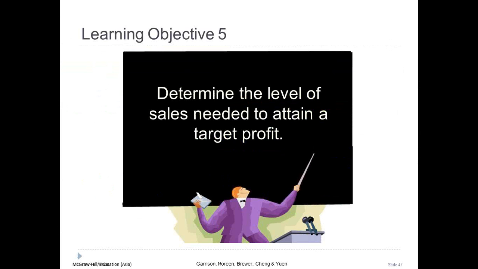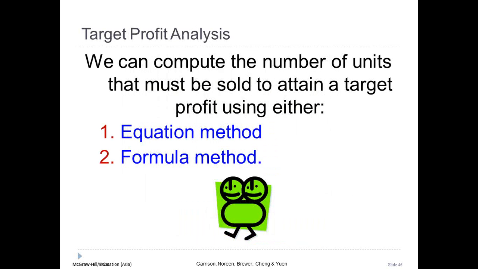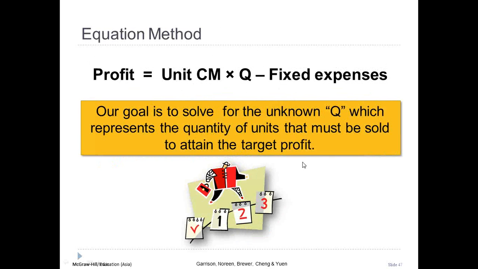And objective number 5. What would be the level of sales needed to attain a target profit? So here we're saying not break even, but we need to make a profit. So what's the level of sales needed? Let's see how this works. First, we can compute the number of units that have to be sold to get the profit target. We can use either the equation method or the formula method.